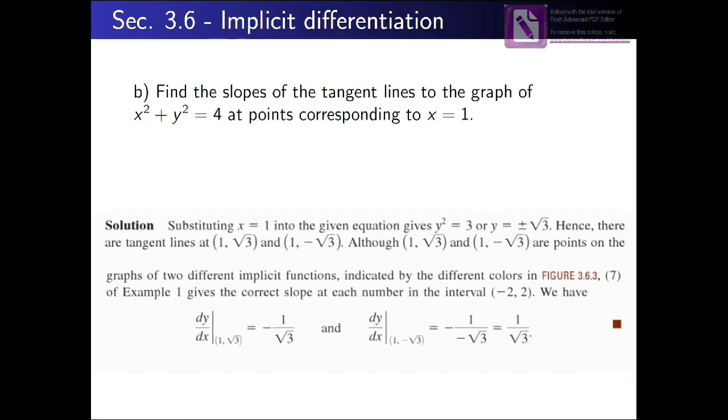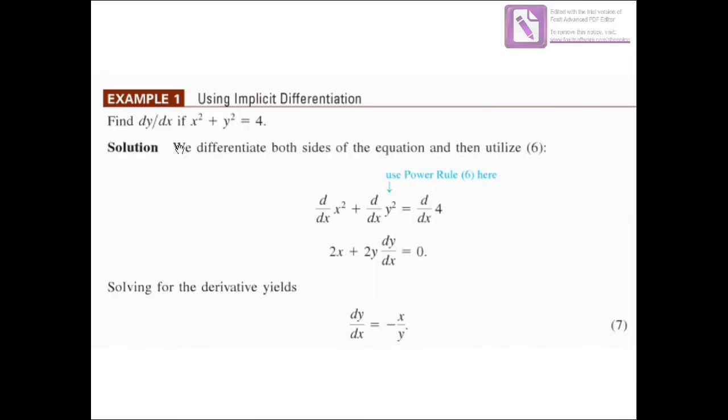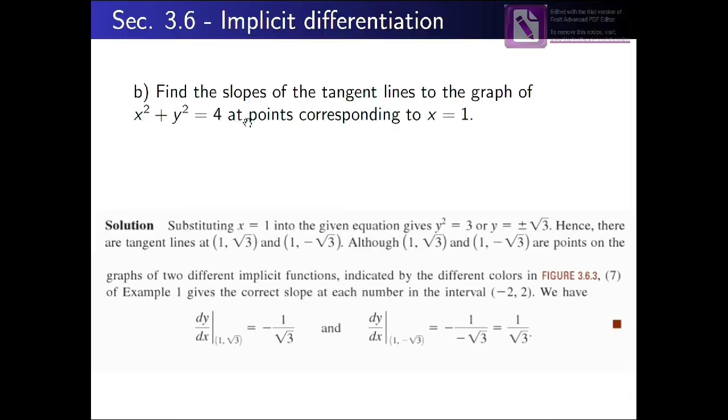Then we have part B from this example. Find the slopes of the tangent line to the graph of x squared plus y squared equals 4 at points corresponding to x equals 1. So for part A, we found for x squared plus y squared equals 4 the derivative dy over dx. For this part now, we need to find the slope at the point corresponding to x equals 1, so we'll use part A to find the slope.